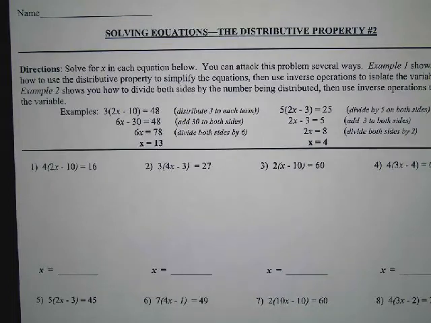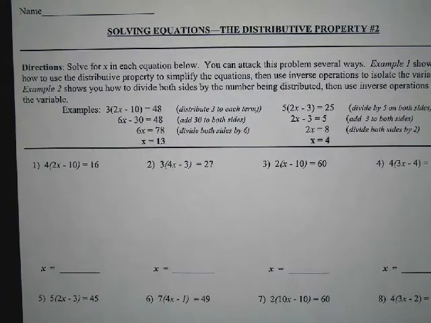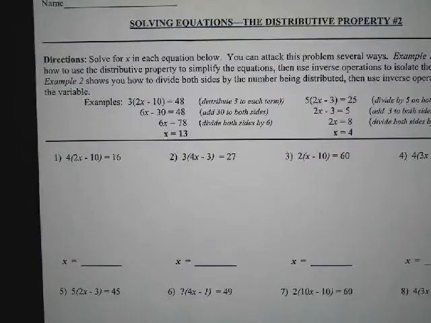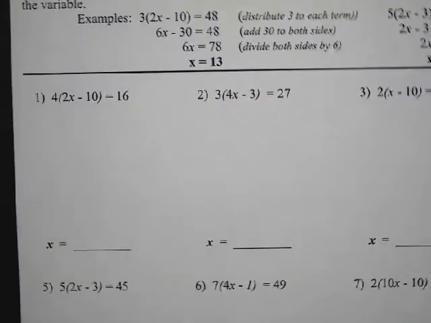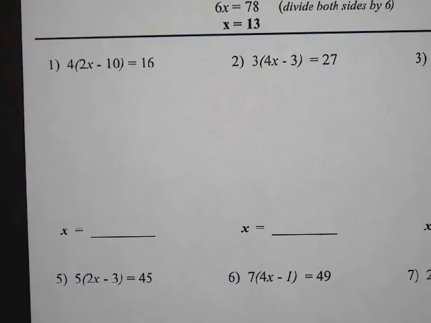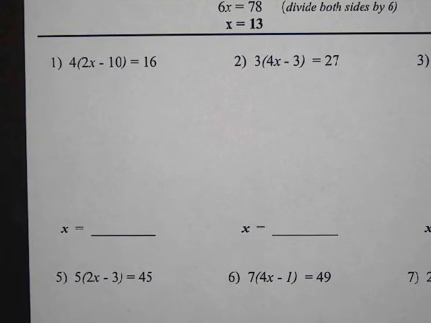Our assignment today is on solving equations using the distributive property. So we're going to look at number 1 and 2 of our worksheet and use those as our examples. So number 1, we have 4 times (2x minus 10) equals 16.